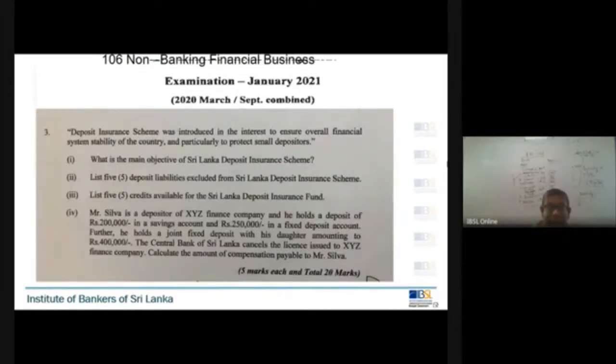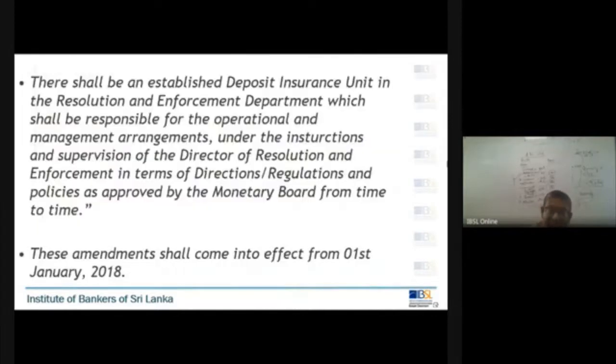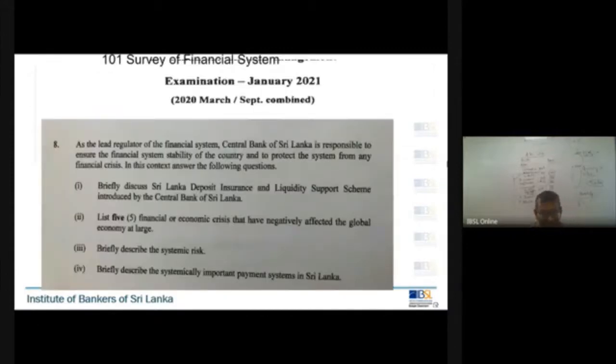And this is again the non-bank financial institutions, and this time the survey of the financial system. They asked the question: briefly discuss the Sri Lanka deposit insurance and liquidity support scheme introduced by the Central Bank of Sri Lanka, five marks. I'll tell you what you need to write for such questions. Once we have completed the deposit insurance scheme, we move into the customer charter, right? So therefore, students, we will discuss those things.